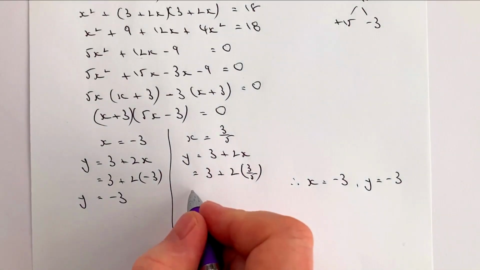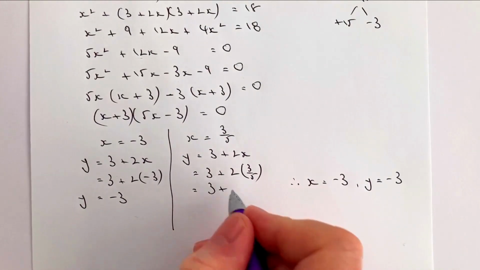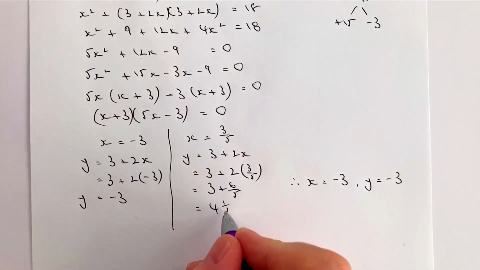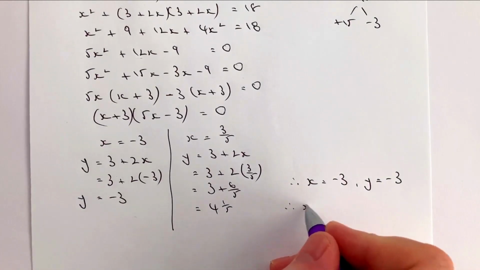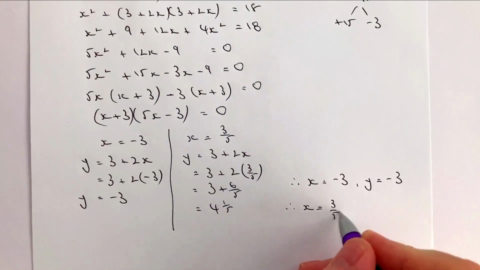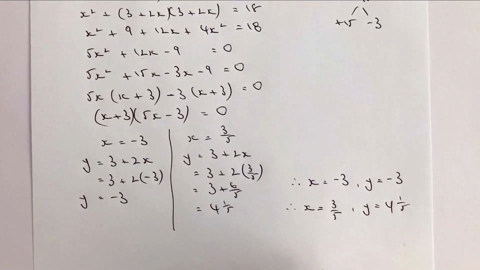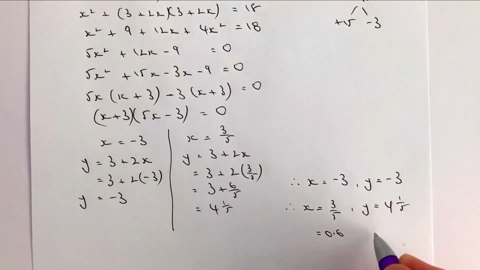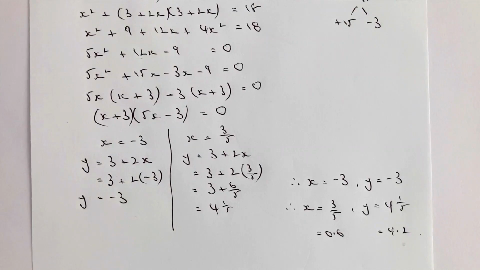I don't mind. For me personally, I would write it as 3 plus 6 over 5, which is going to equal 4 1/5. Okay, so therefore we've now got two values again. x equals 3 over 5 and y equals 4 1/5. However, if you prefer, you could definitely write this as 0.6 or 4.2. It doesn't really matter. It's absolutely fine to do that.